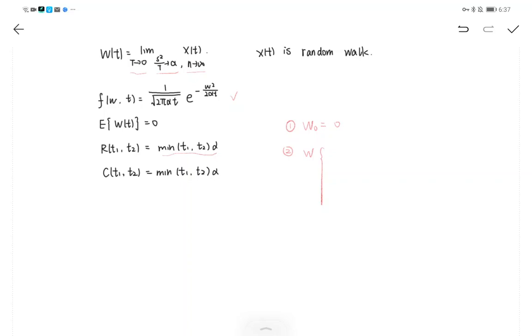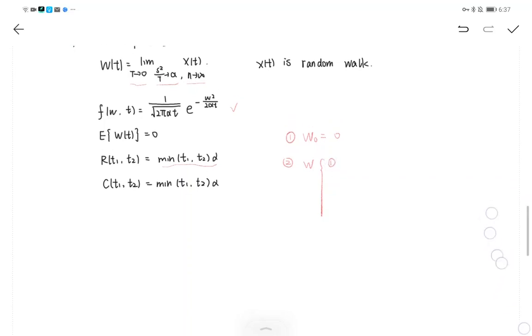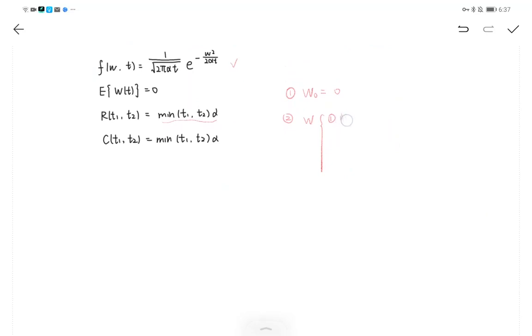And second, W has some properties. First, it has independent increments. That means for future increments like W(t+U) minus W(t), U is more than 0, the value of this is independent of the past values.